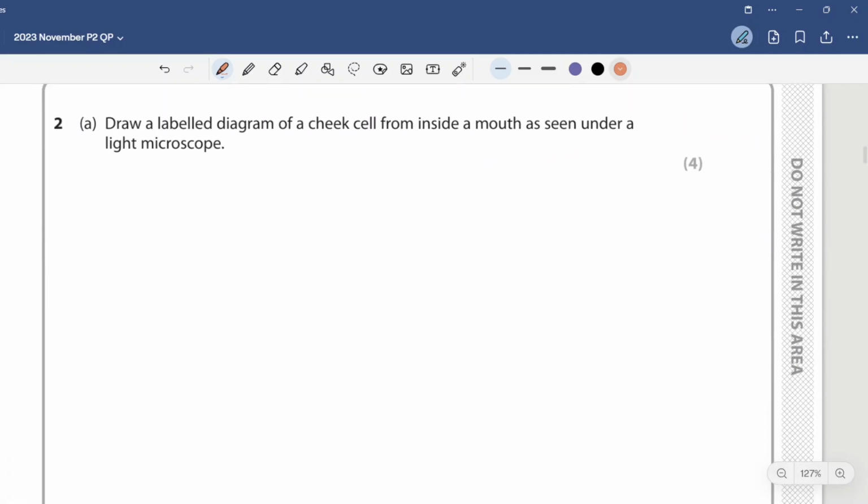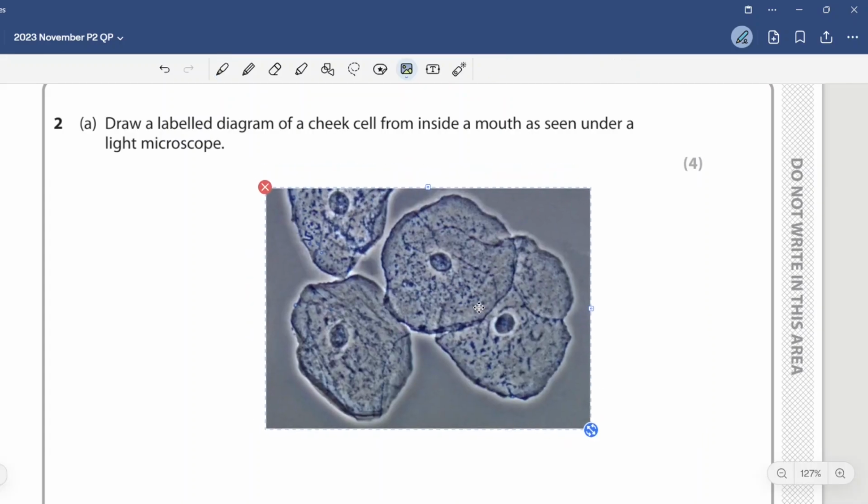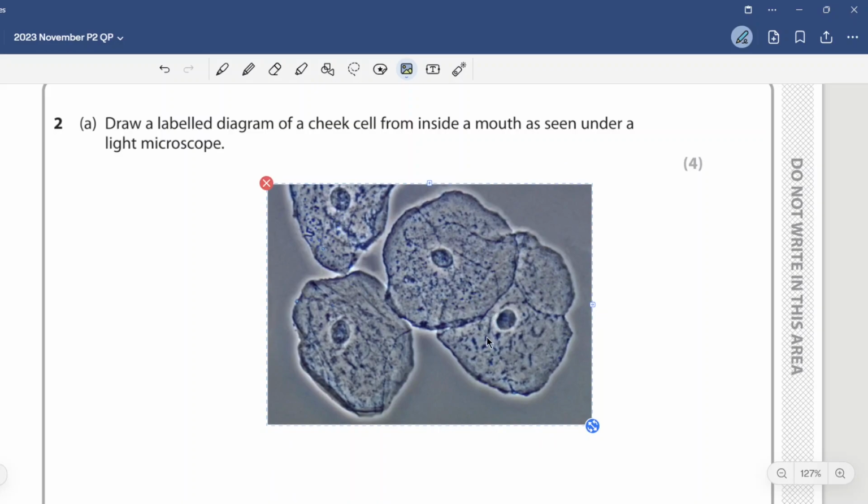Draw a labeled diagram of the cheek cell from inside a mouth as seen under a light microscope. So I've just included a diagram here just to show you what it looks like. So this is an animal cell, and you can see it's irregular in size. You can see the nucleus and also the cell membrane as well. So let's draw that out.